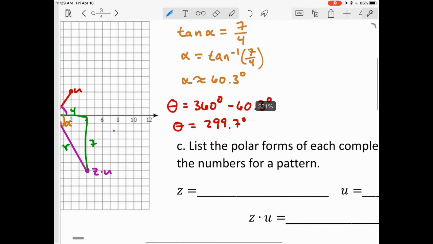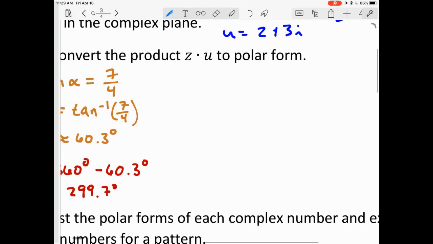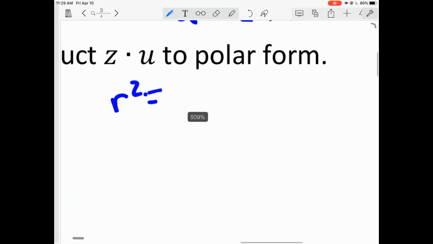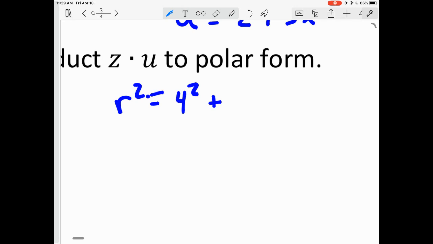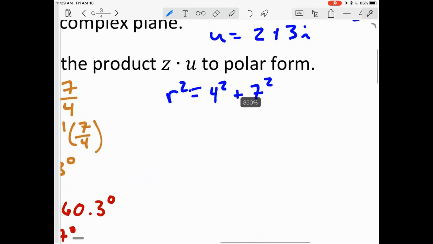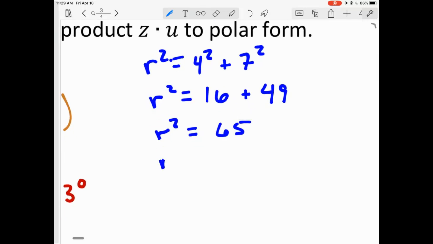All right, so we know theta now. Cool. We just need to figure out r. Quick calculation for r. R squared equals the length of this, which is 4 squared, plus 7 squared, from our triangle down here. 4 squared is 16. 7 squared is 49. The sum of 16 and 49 is 65. Take the square root of both sides, and you have r equals the square root of 65.